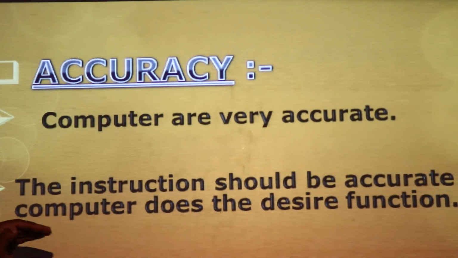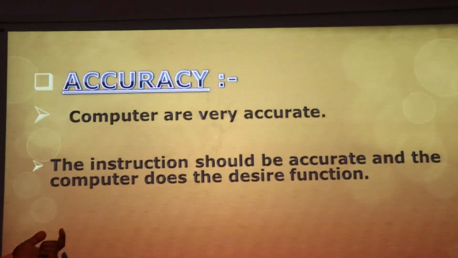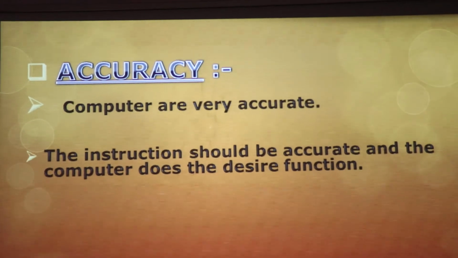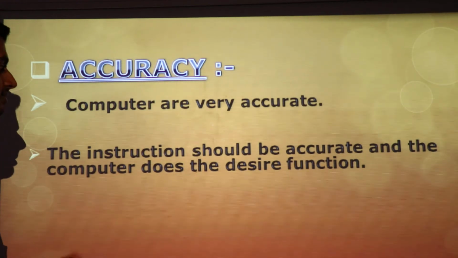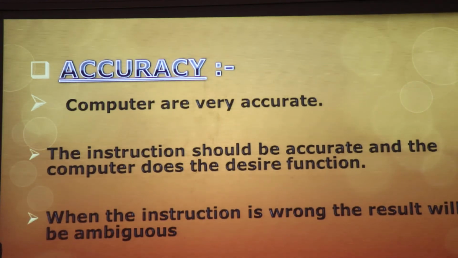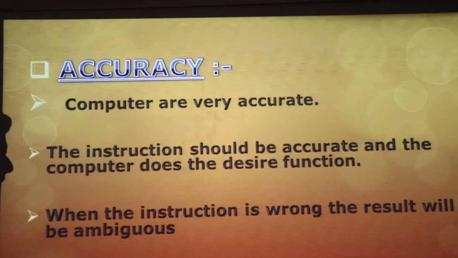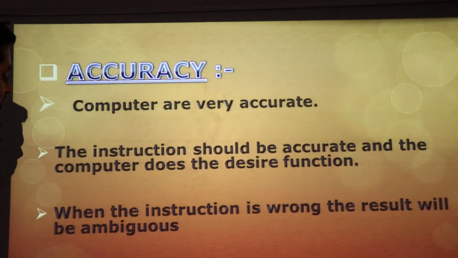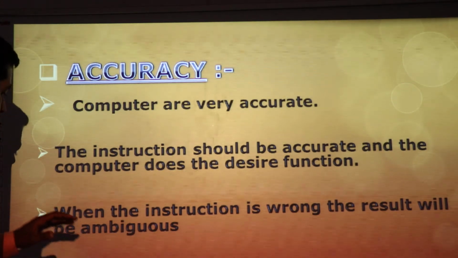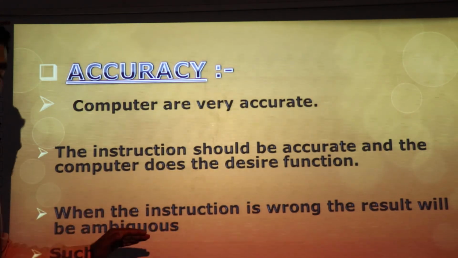The instruction should be accurate, and the computer does the desired function. While we give instructions to the computer, they should be accurate. Then the computer does the required functions. When the instruction is wrong, the result will be ambiguous, meaning aspasht in Nepali. If we give a wrong instruction, the result will be ambiguous.